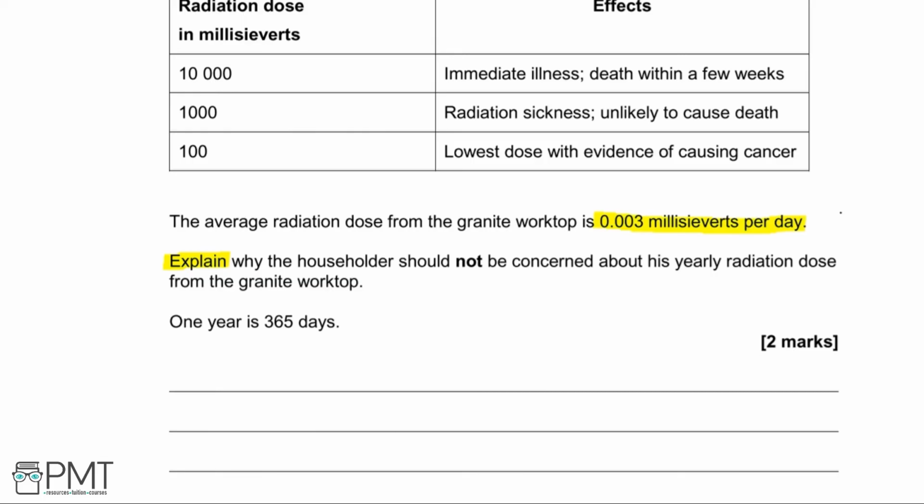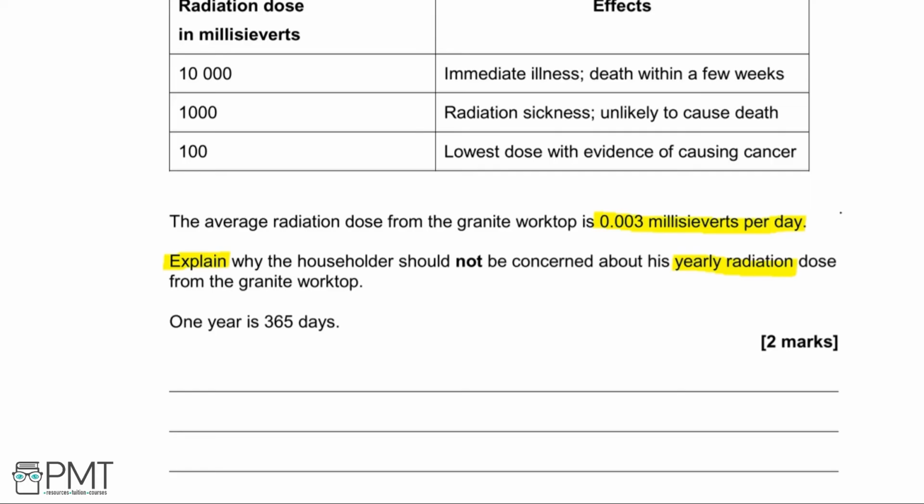1 year is 365 days. So we're asked to explain why they don't need to be concerned about the yearly radiation dose, but notice we're only given the dose from the worktop per day. So in this question we need to first calculate the dose that the user will get per year, and then because it's an explain question, for the second mark we need to say why this value that we've calculated means that they don't need to be concerned.